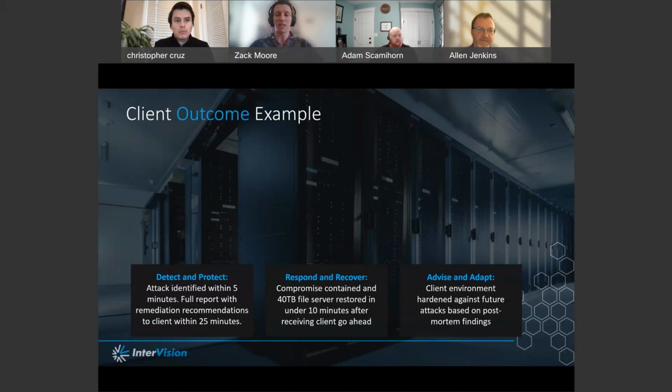And then on the advise and adapt side, not only was there an incident coordinator running all this, but also after the fact, during the post-mortem, the method of entry and the method of spread were identified, and the client environment was hardened to help protect them even further in the future. So in this case, the total time of the breach was a little under 90 minutes, and the client's environment came out stronger than it was in the end. That's the power of the service. That's the power of a comprehensive approach with one team of experts running the entire thing.